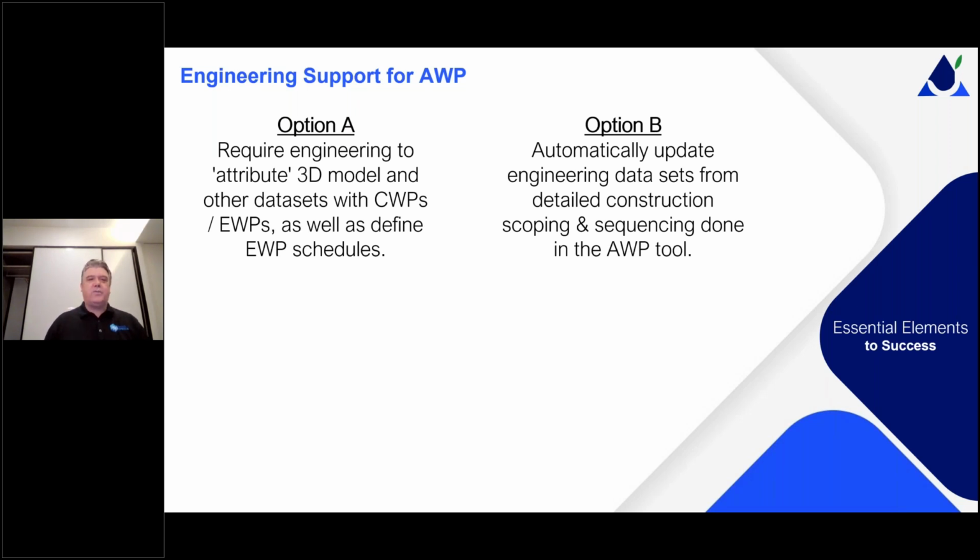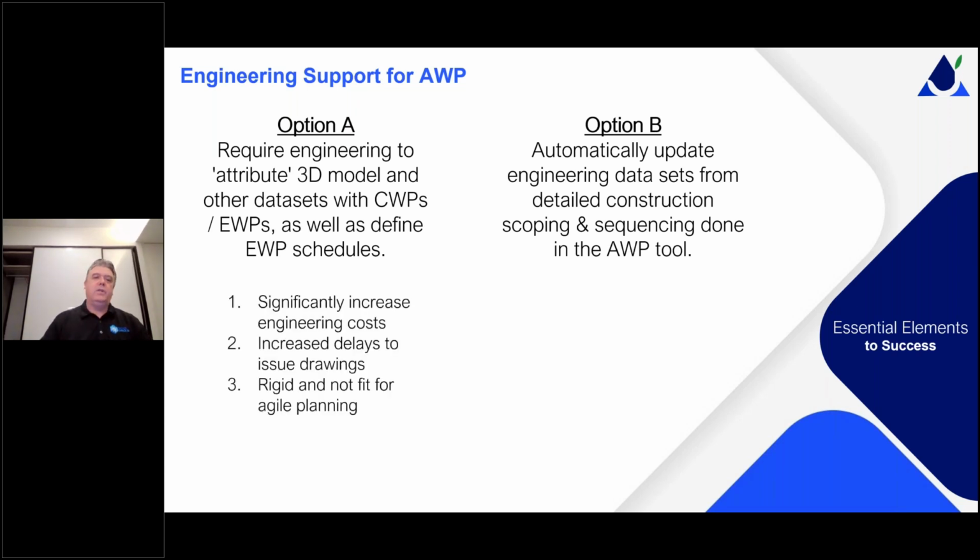Seeing budgets for engineering to support AWP, it should be lowering the cost of engineering. It did 20 years ago. Why are we suddenly saying engineering needs budget to put data in? I mean, is that just because we want to make more money on engineering? I hate to think that's the reason, or is it just a common misunderstanding that we landed upon? You can automatically update the engineering data sets from detailed construction scoping and sequencing done in the right AWP tools. Under option A, we increase the cost of engineering.